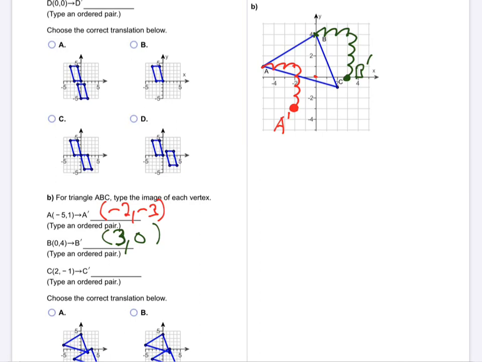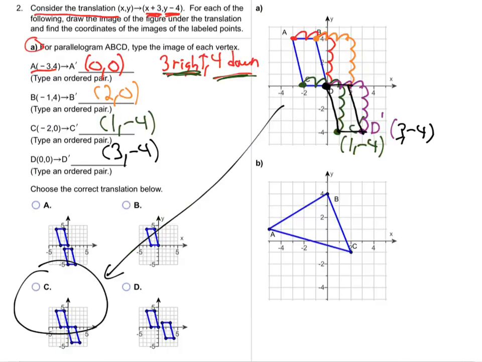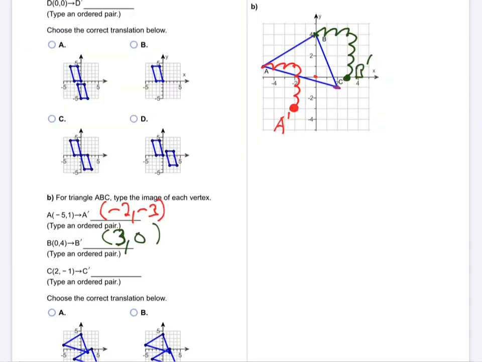And then finally, C. Grab C, and we're going to go, what is it again? 3 right, 4 down. So 1, 2, 3 right, 1, 2, 3, 4 down. There it is. There's the new C prime. What are its coordinates from the center, from the origin? What is it over? It's over 1, 2, 3, 4, 5. Is it over 5, down 5? Over 5, down 5. Looks like its coordinates.